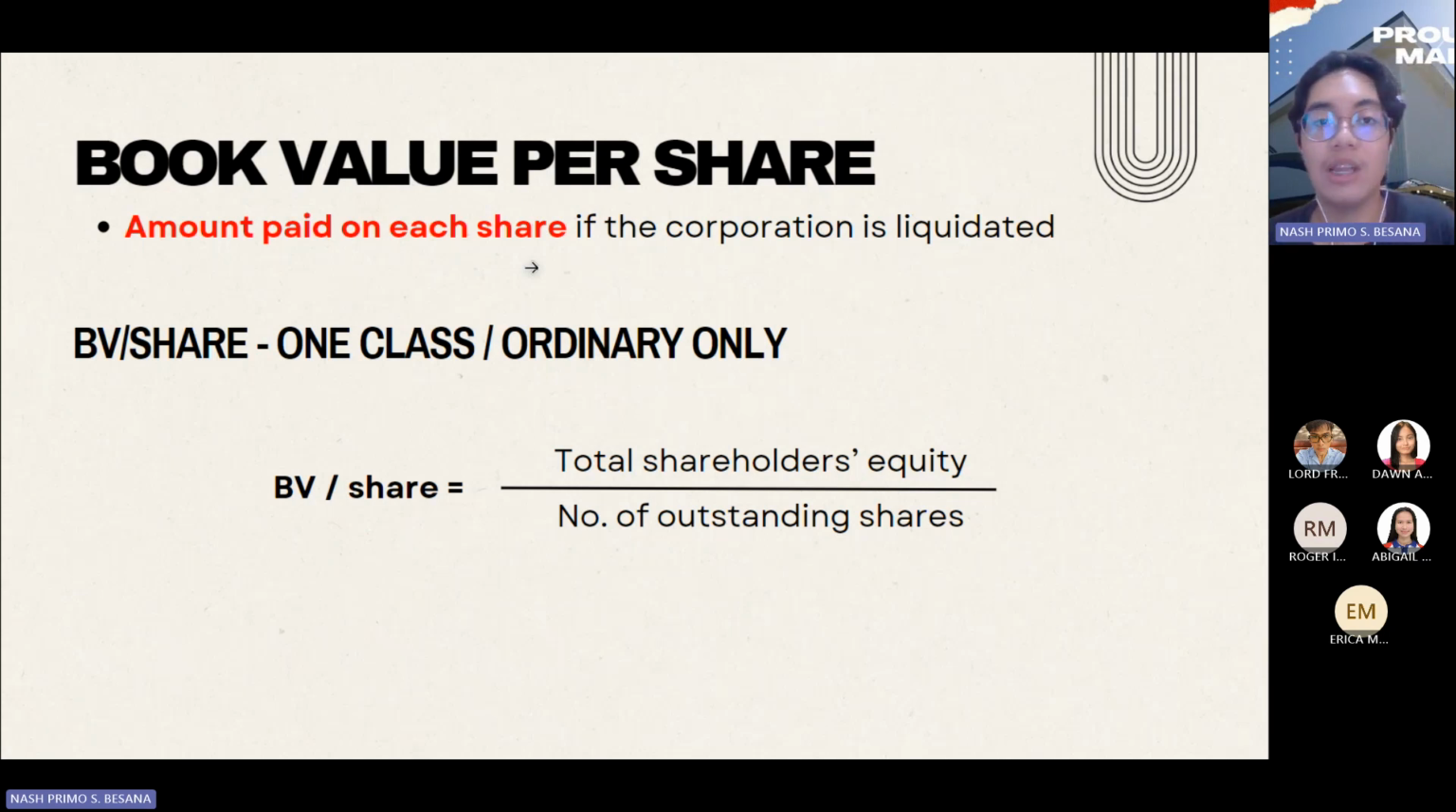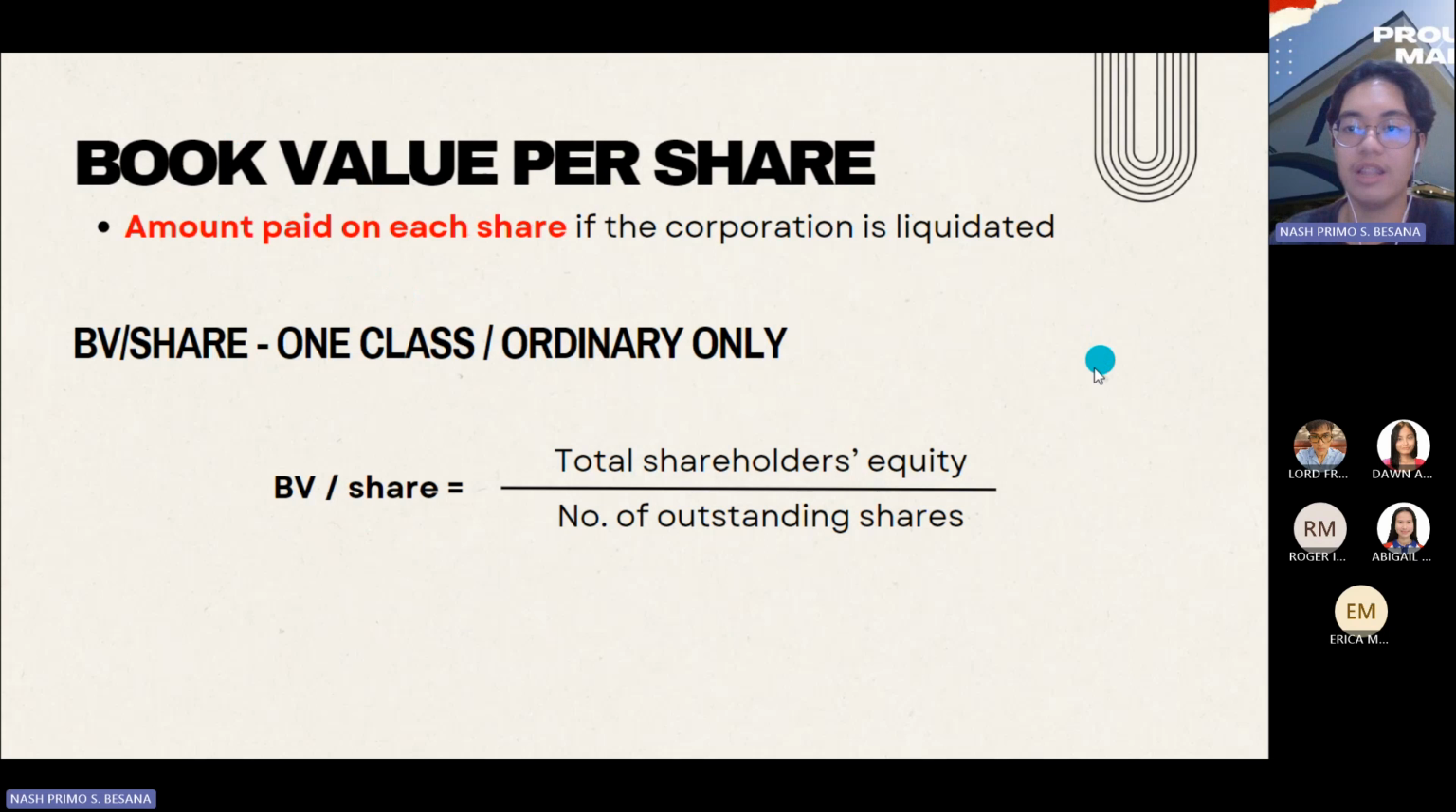So kapag mag-liquidate si corporation, syempre, kailangan niyang ibalik lahat ng mga resources na na-collect niya sa mga shareholders niya. Kasi mag-close out na nga siya. So ang aim niya is i-zero out lahat ng accounts, assets, liabilities, equity, dapat zero. And to close out equity accounts, ibabalik niya yun lahat sa shareholders. So, book value per share is magkano per share yung maibabalik sa shareholders.